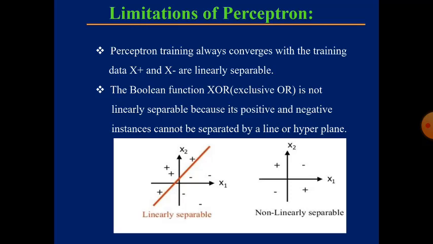Linearly separable means if you are able to separate two different classes by drawing a single line, then we say that they are linearly separable. If you are not able to draw a straight line which separates two different classes, then we call them non-linearly separable. Hope you have felt the difference between linearly separable and non-linearly separable.